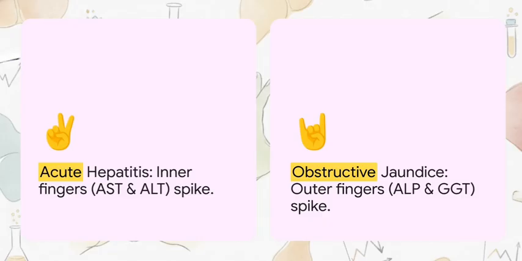Seeing these patterns side by side really solidifies the whole system. Compare the peace sign directly against the horns. Over on the left, acute hepatitis. The inner fingers, AST and ALT, are markedly increased. On the right, obstructive jaundice. The outer fingers, ALP and GGT, are markedly increased. By putting these physical contrasts directly into your muscle memory, mixing up these conditions becomes almost impossible. Your hand is literally doing the thinking for you.